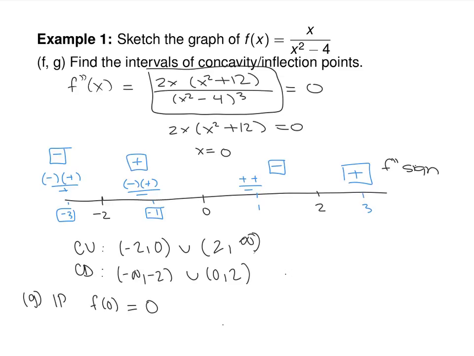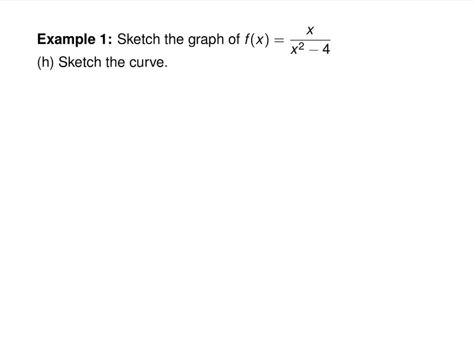Okay. All right, now we're going to sketch. So the first thing I would suggest doing is sketching in the points you know and sketching in the asymptotes. So you have asymptotes at ±2.